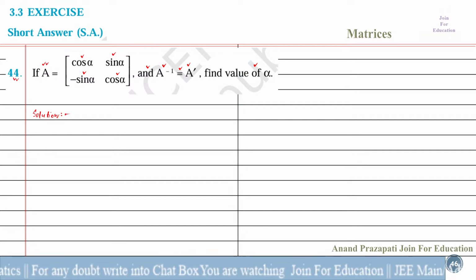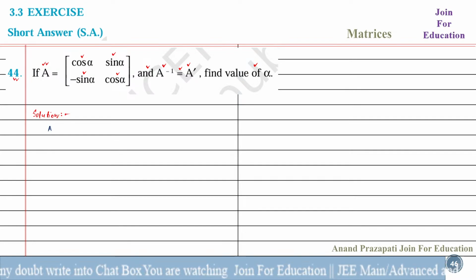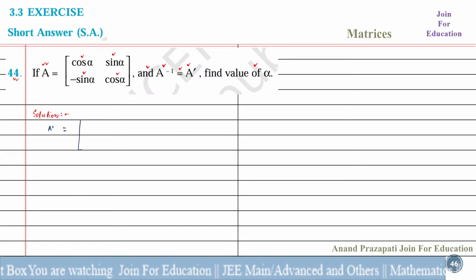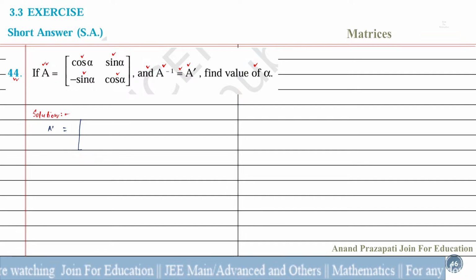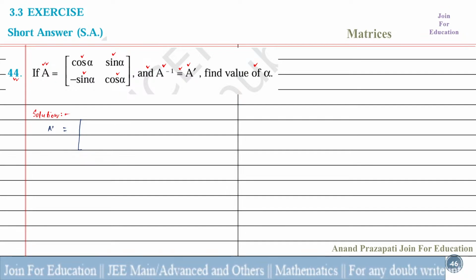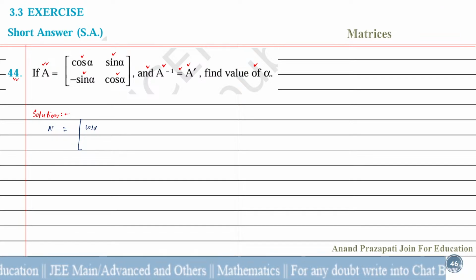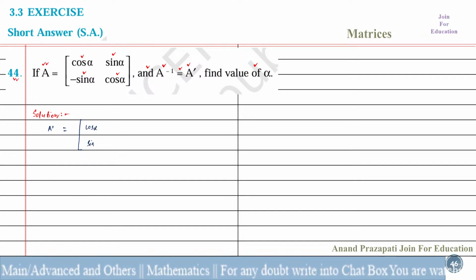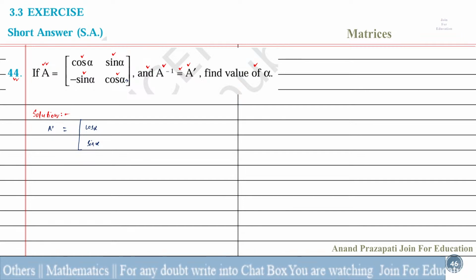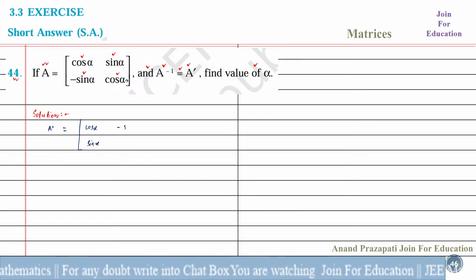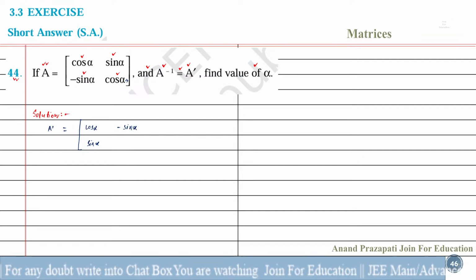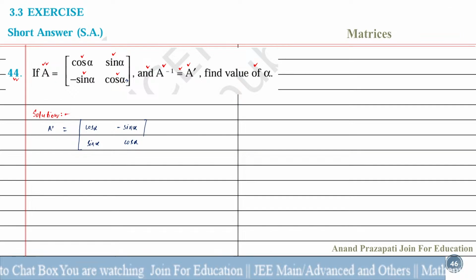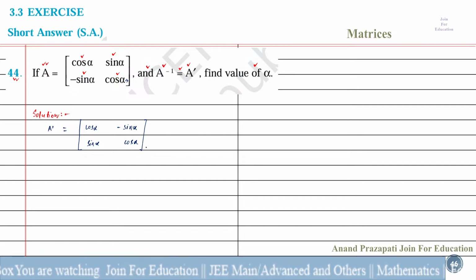So transpose of A here will be: first row will be the first column, so we write down here cos alpha, and second row will be the second column, then we write down here minus sin alpha, and this is the cos alpha. Hope that there is no problem to understand up to this step.